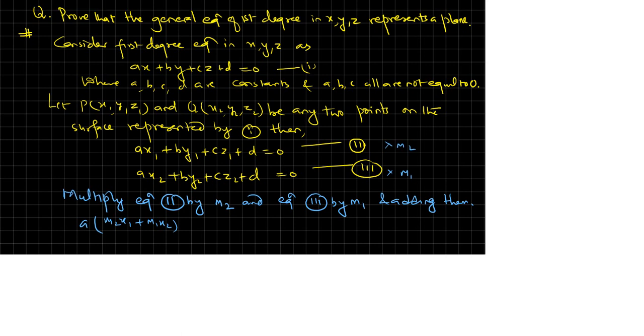Plus b times (m2 y1 plus m1 y2) plus c times (m2 z1 plus m1 z2) plus d, which is common, times (m1 plus m2), equal to 0.